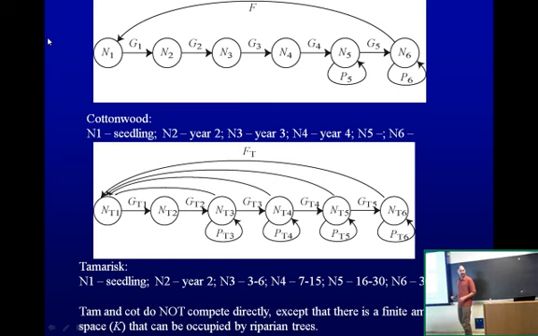And the thing I want to point out is that in this model, we have tamarisk and cottonwood not competing directly for space. So we're modeling them in the same landscape, and the seedlings can coexist in mixed stands, but we have not invoked any particular kind of competition except that there's a finite amount of space that any riparian tree can occupy. So there's sort of indirect competition for the general amount of space that's available. And we denote that by the variable k.